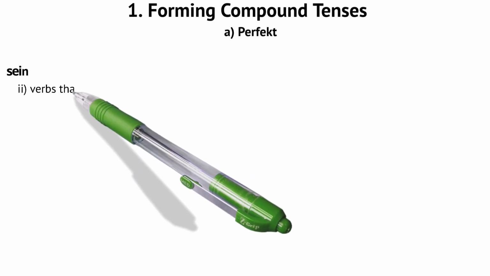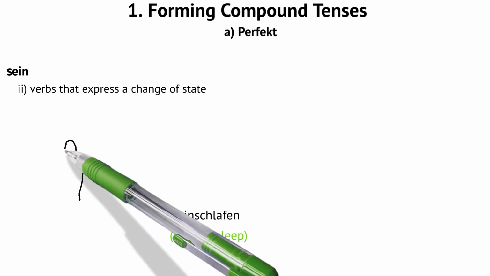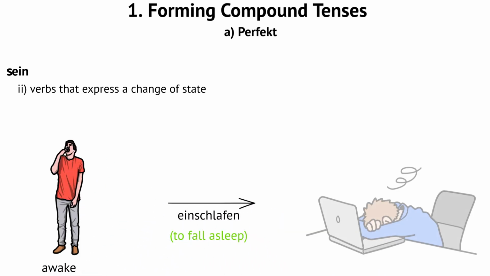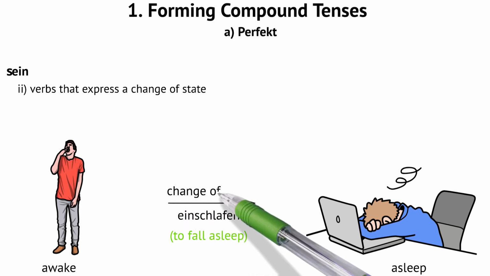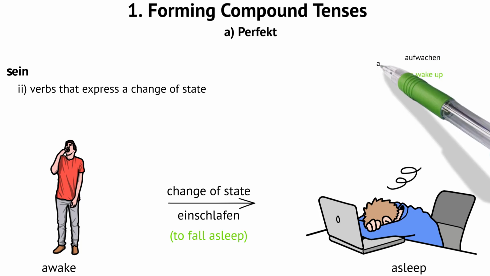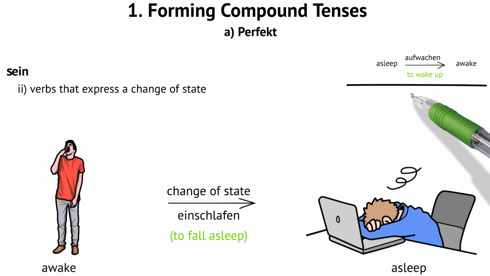Sein is also used with verbs that express a change of state. These are verbs like einschlafen, which means to fall asleep. The change of state stems from the idea that at one point a person is awake and in the next instant they are asleep. The process of falling asleep indicates a change of state and hence the need to use the auxiliary verb sein. Other verbs which express a change of state are aufwachen, which means to wake up, and the verb sterben, which means to die.